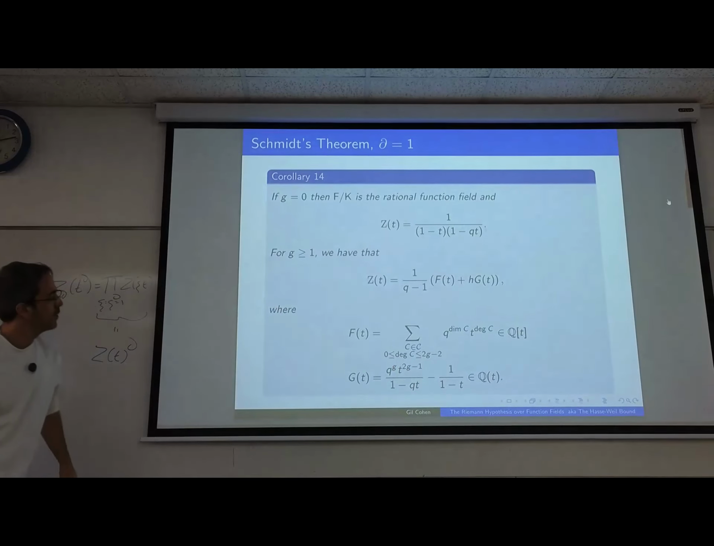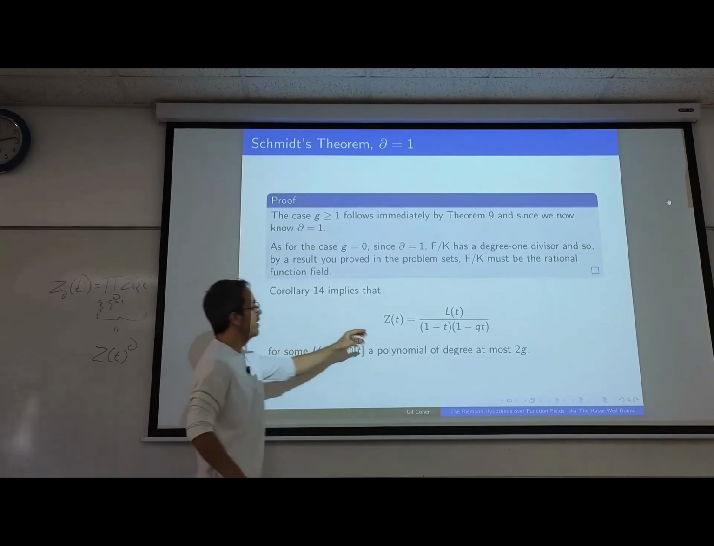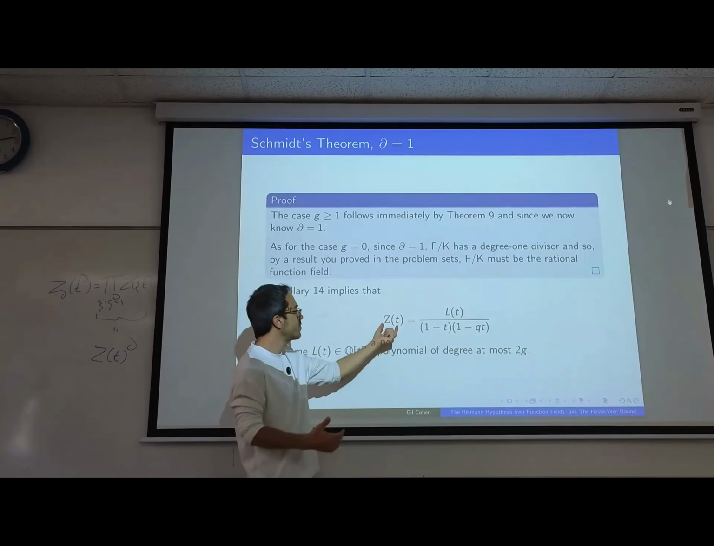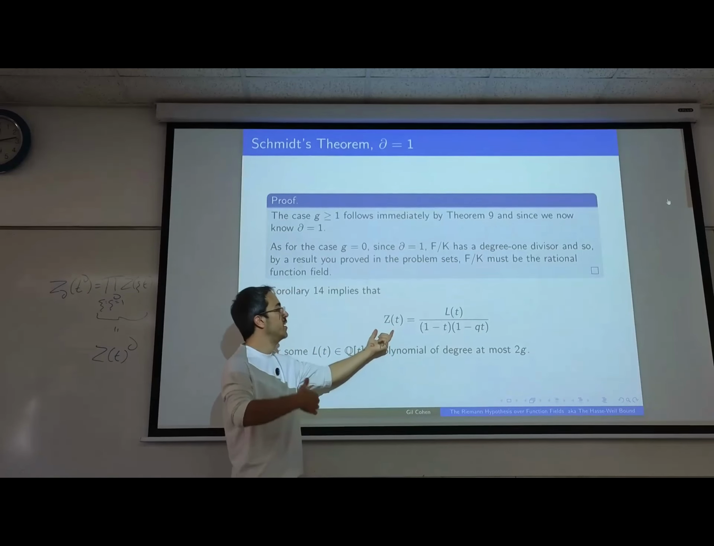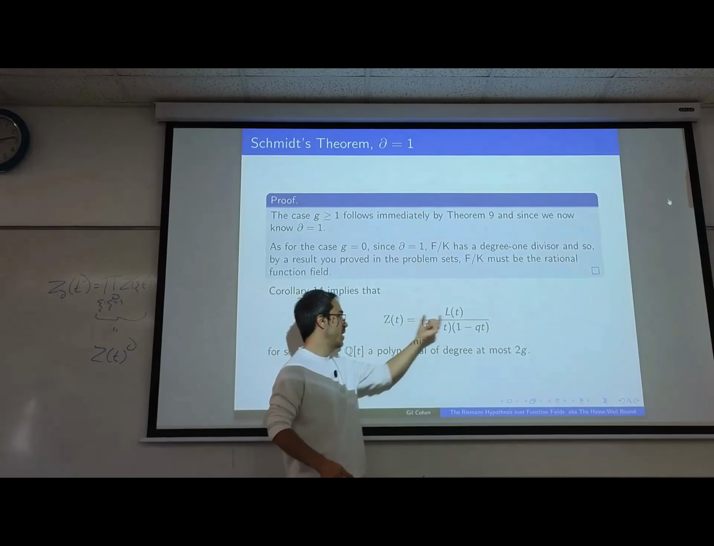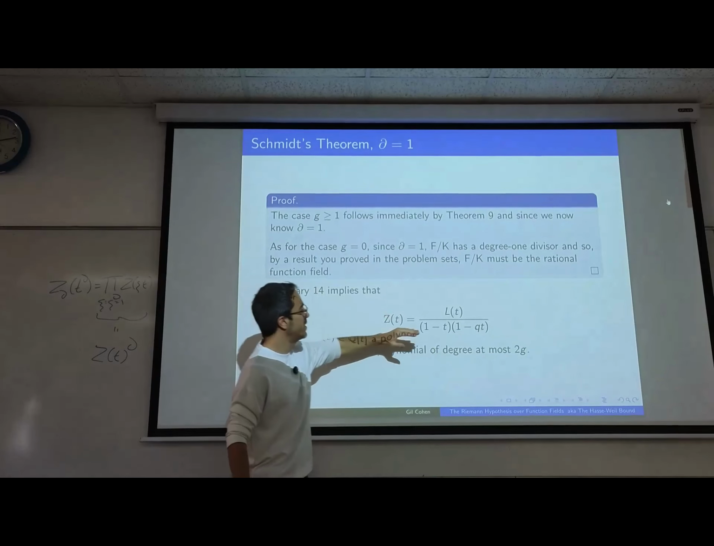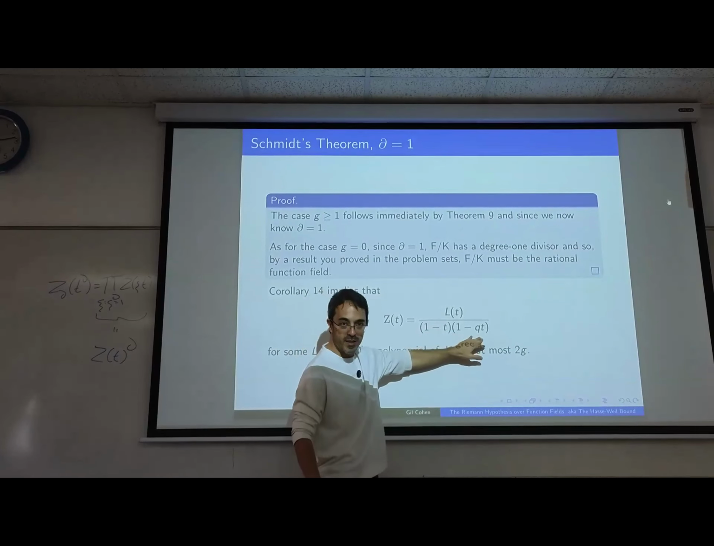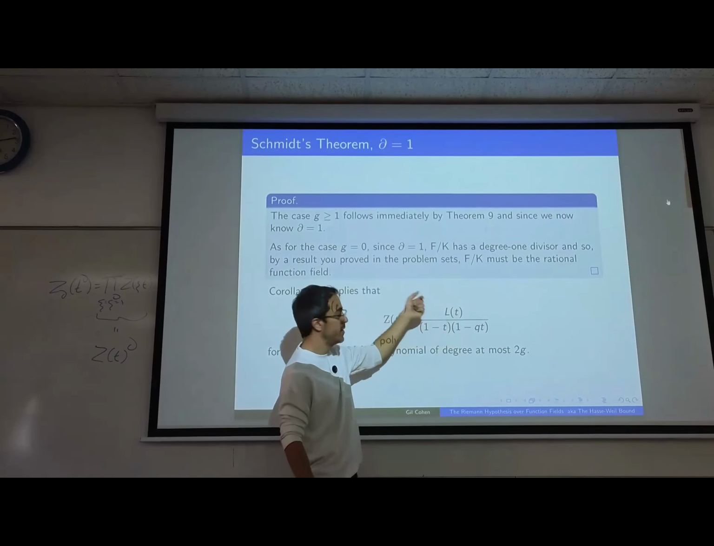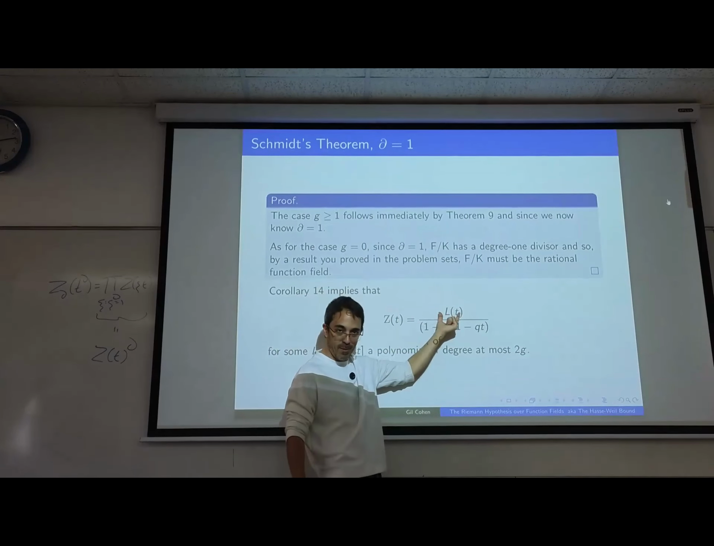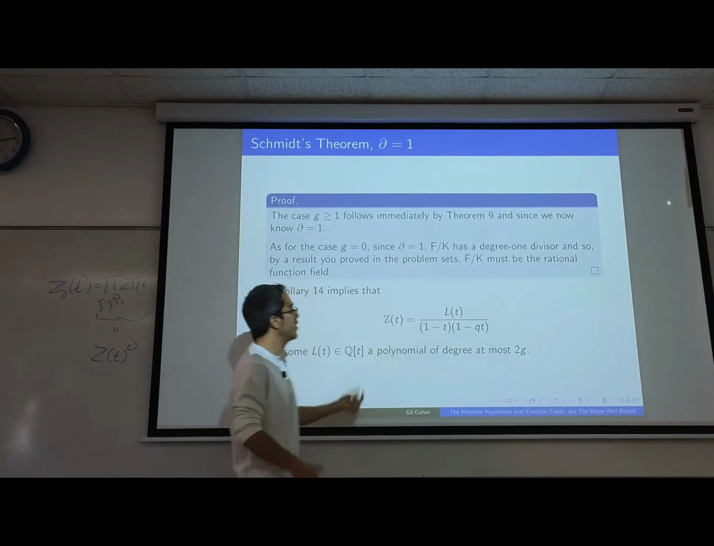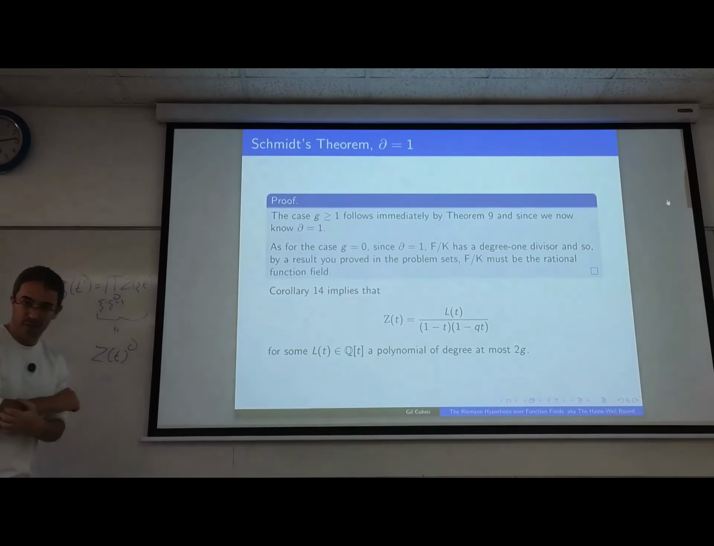Okay, so I forgot to say that, but because of that, you can write the Z(t), so that's a rational function, but actually all the action happens here in the numerator, because the denominator only has 1 minus t, 1 minus qt, and here it's all the action. So it makes sense to look only at that part, and we call this the L function or the L polynomial of the function field.